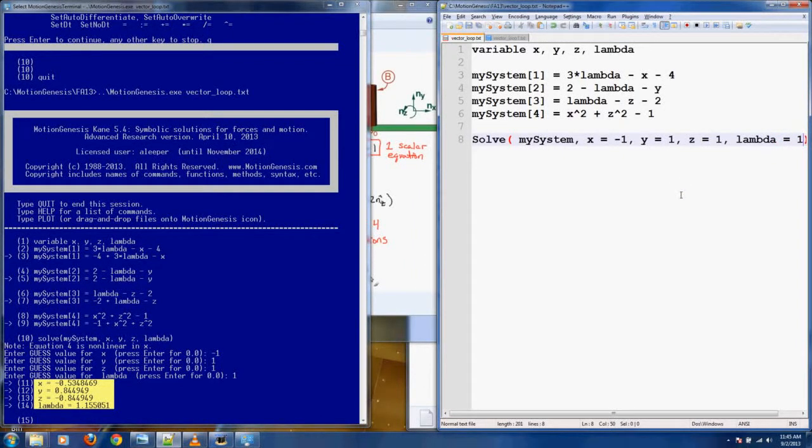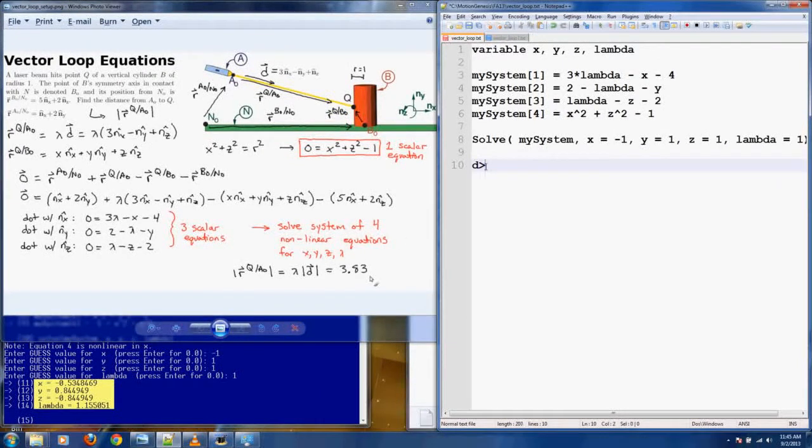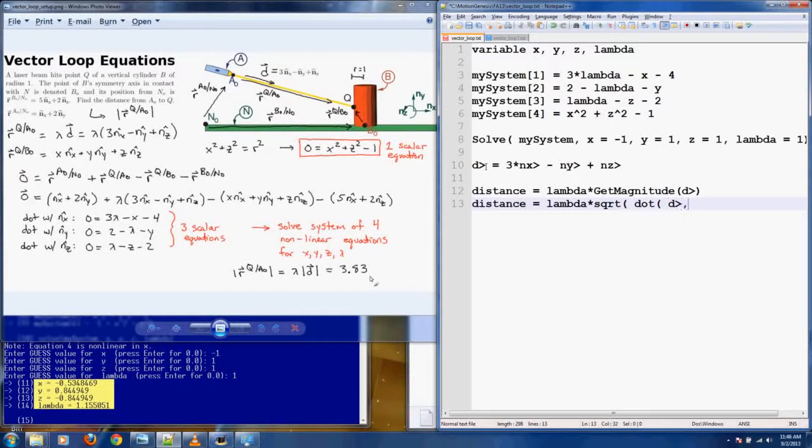And now I should remember to actually solve my question, which was find the distance from AO to Q. So we said down here that that's finding the magnitude of this position vector to Q from AO, which will be lambda times the magnitude of this direction vector d. So we can define the direction vector, which is 3nx minus ny plus nz, and then we can define our answer, which is just lambda times the magnitude of d, which we can just ask MotionGenesis for using the getMagnitude command. Note that this is equivalent to doing the square root of the dot product of d with itself. But for now, I'll just comment this out.